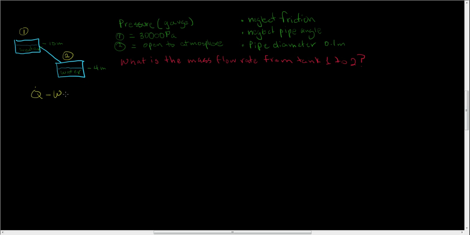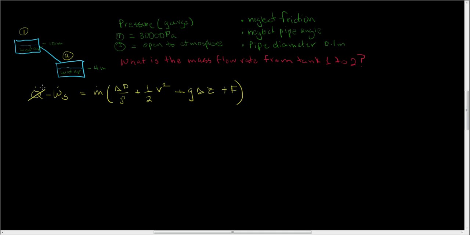minus work is equal to the mass flow rate times the change in pressure over rho, density, plus 1/2 v squared, this is the kinetic energy, plus g, gravity, times delta z, this is the height difference to account for the potential energy, plus friction. And when we solve, our goal is to initially solve for this V.